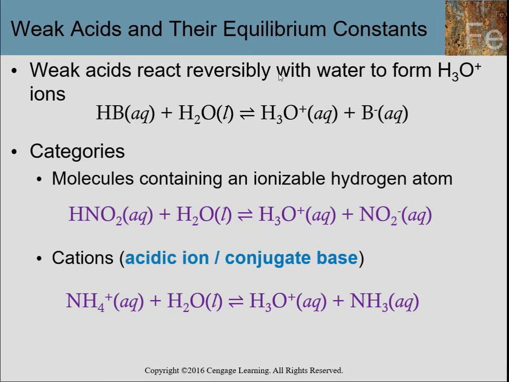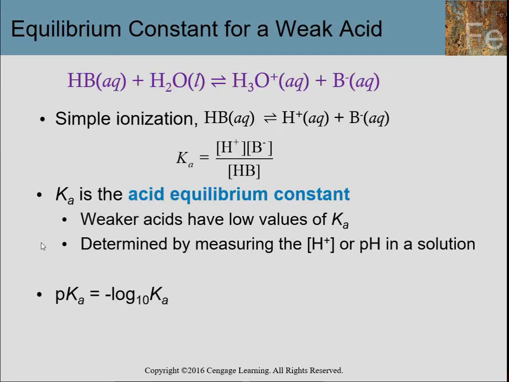Look at that ammonium ion. The ammonium ion can interact with the water to form hydronium and some ammonia. Ammonium is the conjugate acid of the base, which is ammonia. So as long as there's a hydrogen that can be transferred to the water, you got yourself a weak acid.